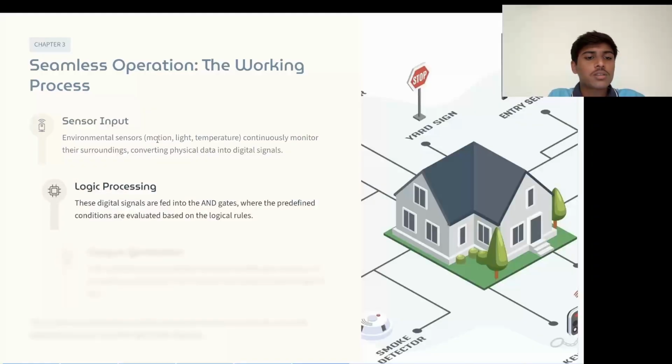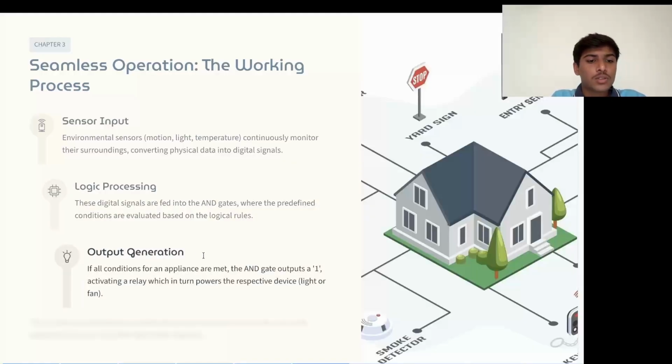Second is logic processing. These digital signals are fed into the AND gates. In this system, we will only use AND gates. The signals are given to the AND gates, where the predefined conditions are evaluated based on logical rules. In the AND gate, we have set the logic for the predefined conditions. If both conditions are satisfied, it gives our output according to the logical rules.